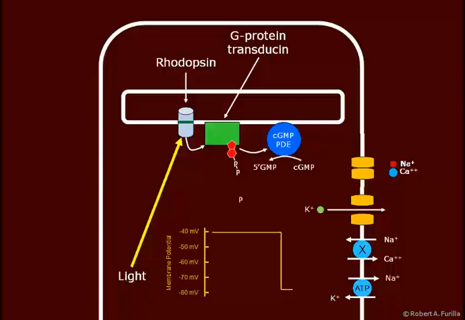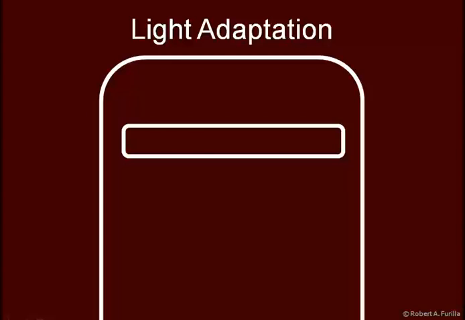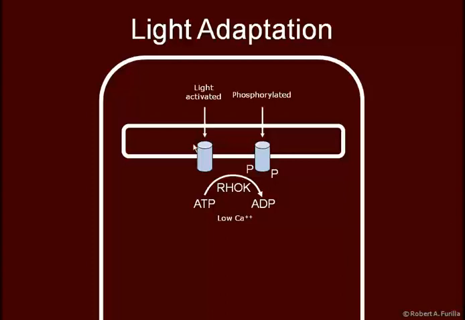To avoid continued stimulation, the photoreceptors become inhibited. We call this light adaptation. Once again, here we see the 11-cis retinal. It is now triggered, and at this point, the light-activated opsin, with the retinal now missing, is phosphorylated by an enzyme called rhodopsin kinase. Rhodopsin kinase operates under low calcium conditions.